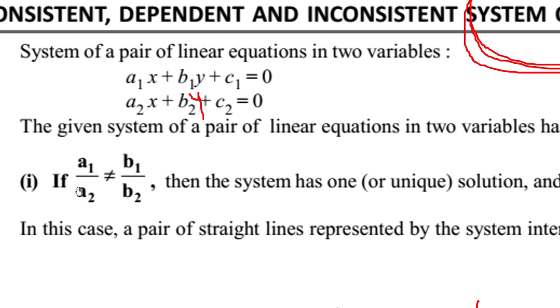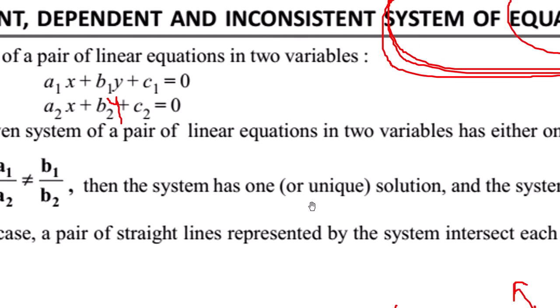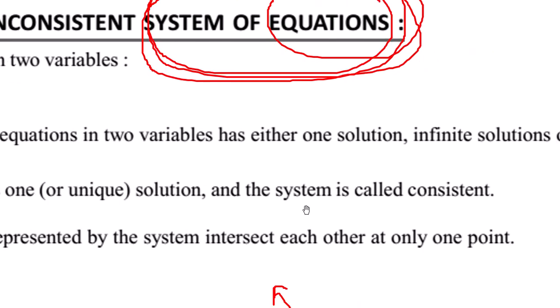If a1 by a2 is not equal to b1 by b2, where a1, a2 are x coefficients and b1, b2 are y coefficients, that is, if the ratio of x coefficients is not equal to the ratio of y coefficients, then the pair of linear equations has only one unique solution. And the system of equations is called consistent.